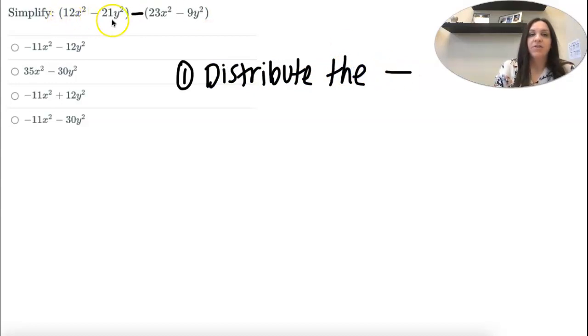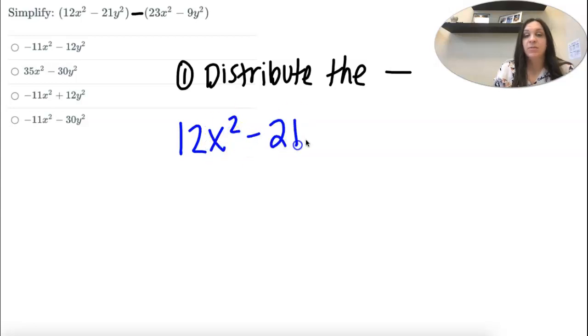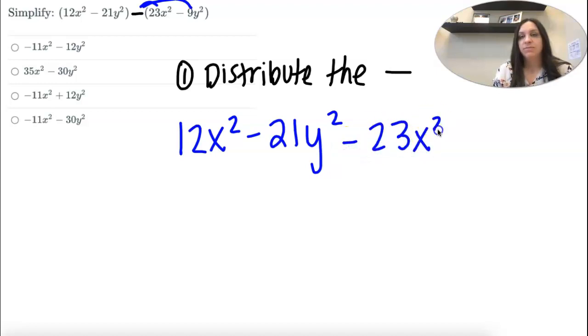So I have the first term, 12x squared, or the first part, minus y squared, and then I'm going to distribute the negative. So this positive 23 becomes a negative 23. And then I have a minus minus, so it's going to be plus 9y squared.